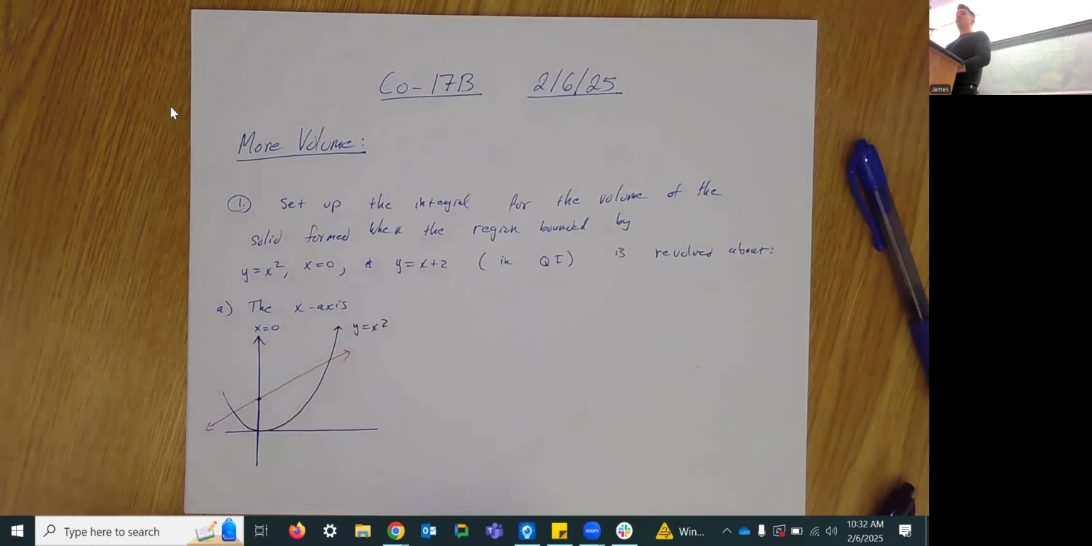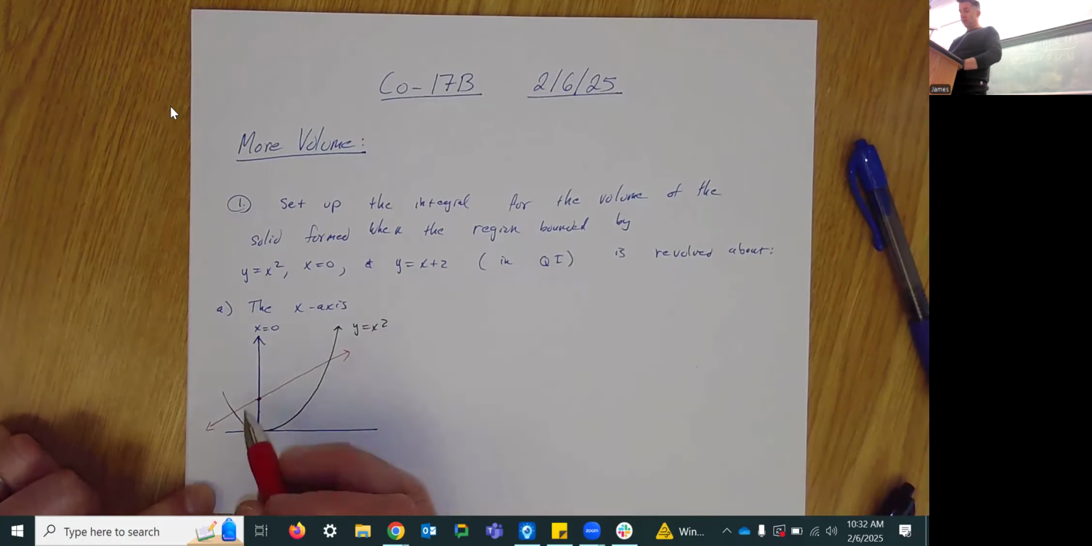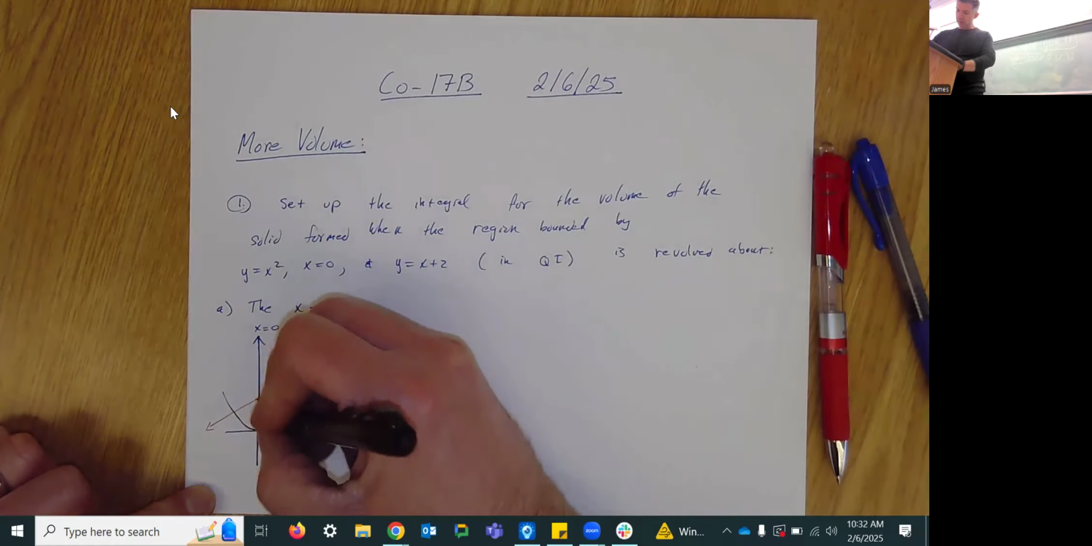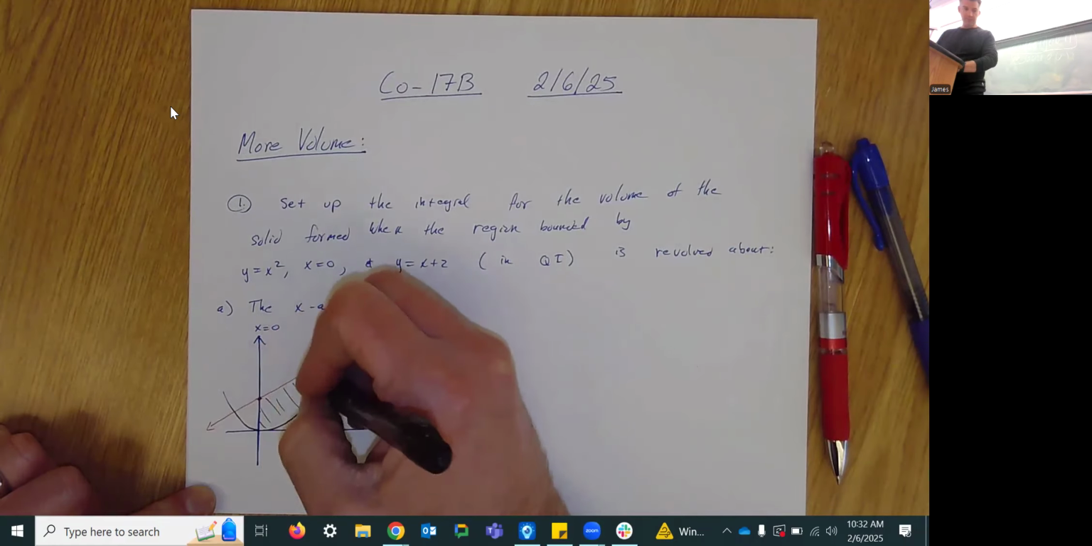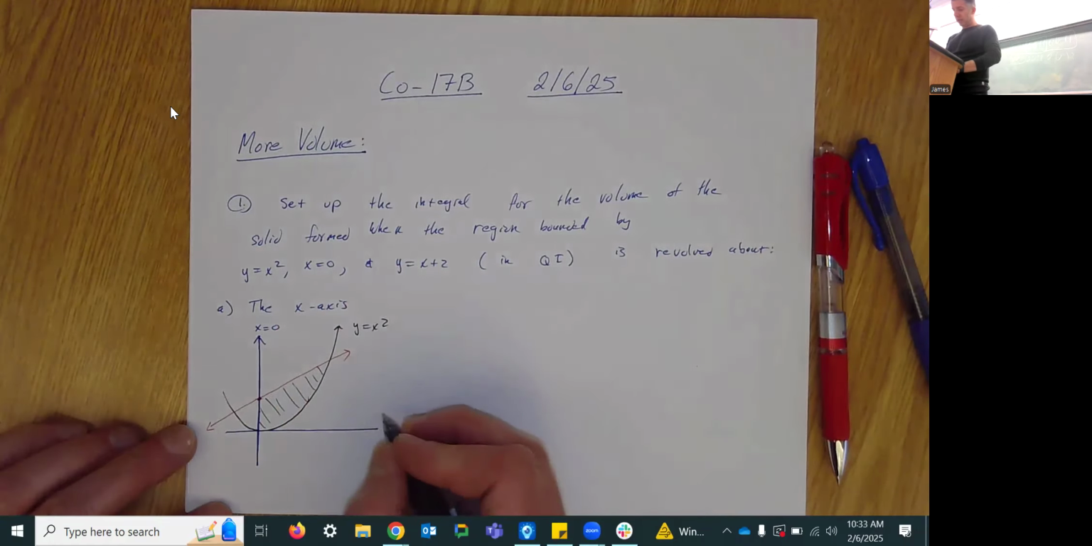And you'll notice it was important that I specified that I only want the region in the first quadrant. Because if I hadn't said that, it could have been this region in the left over here or this region in the right over here. But we're definitely looking at this region here. And we're going around the x-axis.